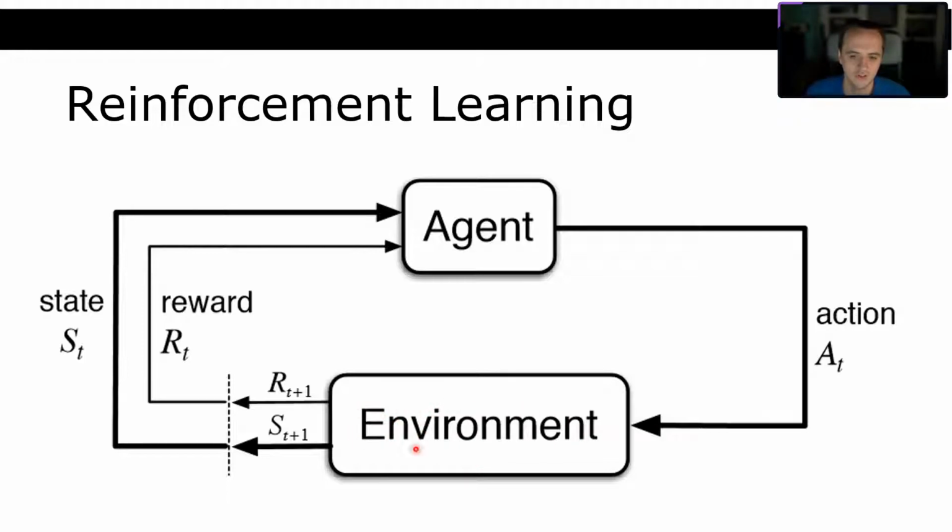So out of the environment then, what you get is a new state. So you get the state at time step t plus 1, and you get a reward signal, and that's the reward signal at time step t plus 1. And based on those two, the new state and the reward, the agent is going to update its belief of what is good and what is bad, and then those belief changes will be reflected in the actions in the next time step.